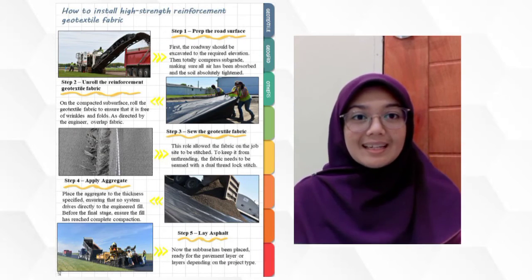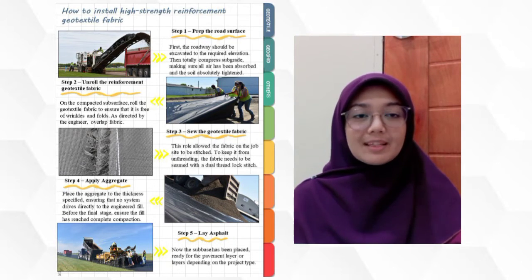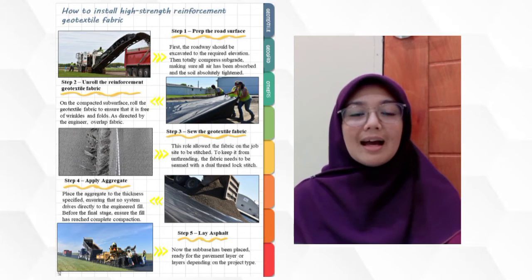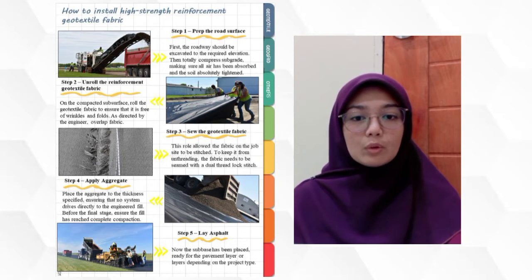Okay, let's move to how to install high-strength reinforcement geotextile fabric. Step 1. Prep the road surface. First, the roadway should be excavated to the required elevation. Then, thoroughly compact the substrate, making sure all air has been removed and the soil is absolutely tight. Step 2. Unroll the reinforcement geotextile fabric. On the compacted subsurface, roll out the geotextile fabric to ensure that it is free of wrinkles and folds. As directed by the engineer, overlap the fabric.